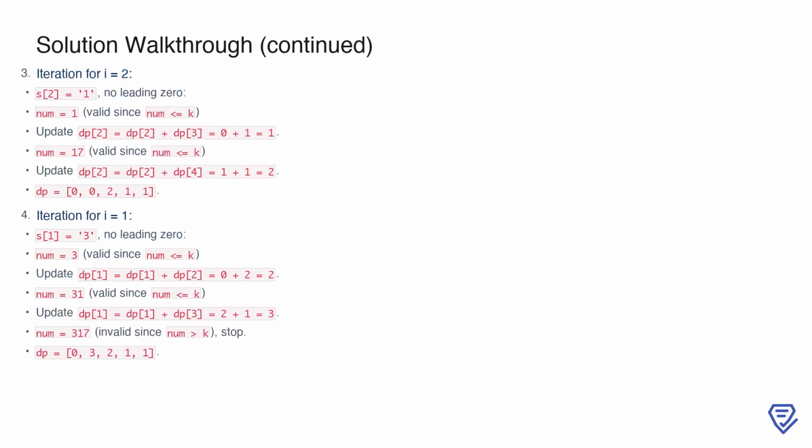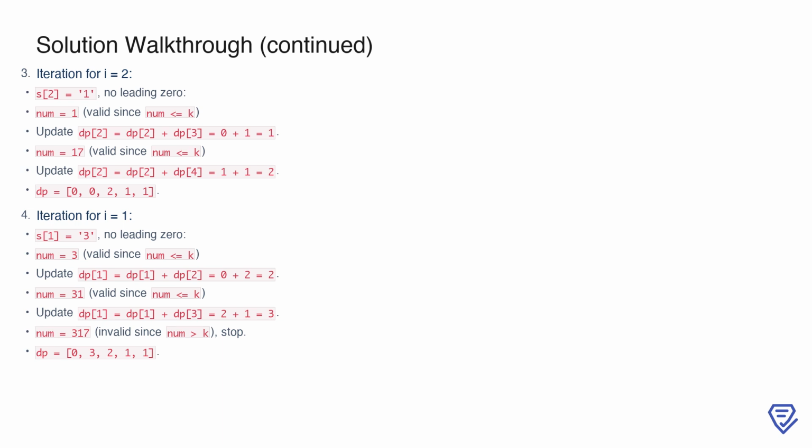Next, we analyze i equals 2, where the character is 1. Again, there is no leading 0, so we compute numbers starting from this index. The first number, 1, is valid because it is less than or equal to k, so we add dp[3] to dp[2], updating dp[2] to 1. Then, we extend the number to 17, which is also valid. We add dp[4] to dp[2], updating dp[2] to 2.